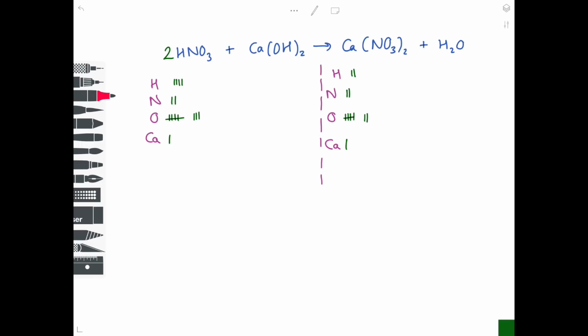So the nitrogens are happy, the calcium is happy, but the oxygen and hydrogens aren't. So I'm going to put a 2 in front of water to make that 4 hydrogens. And now adjust the oxygens. So you now have 8 oxygens. And look, the whole thing is balanced because you have 4 hydrogens on both sides, 2 nitrogens, 8 oxygens, and 1 calcium. So that is indeed balanced.